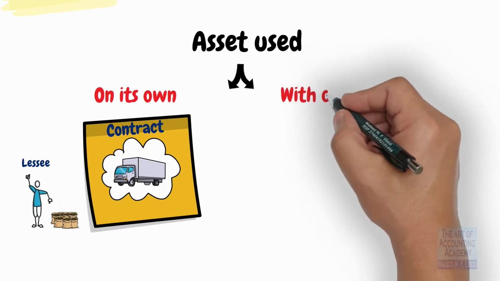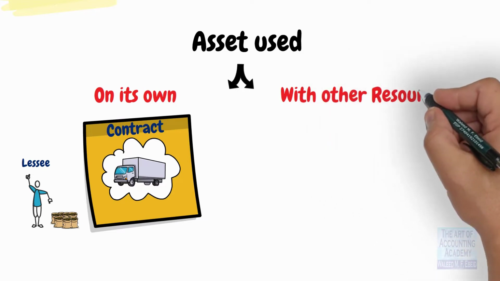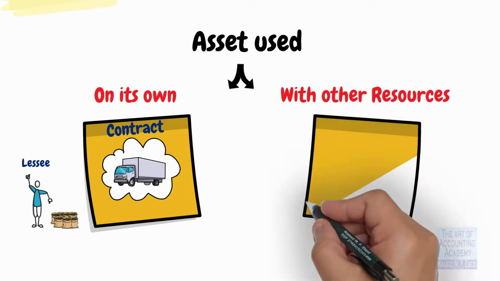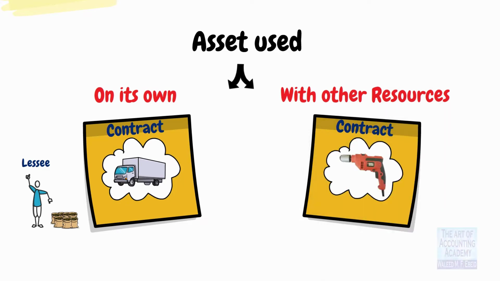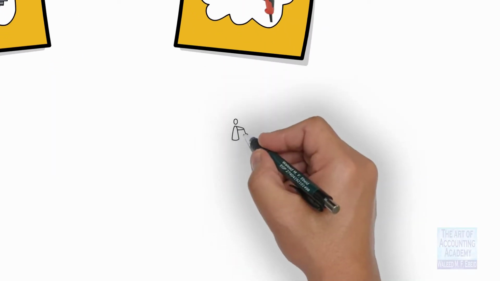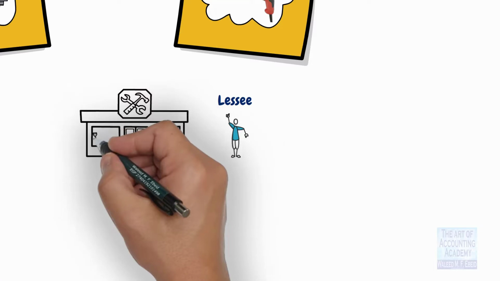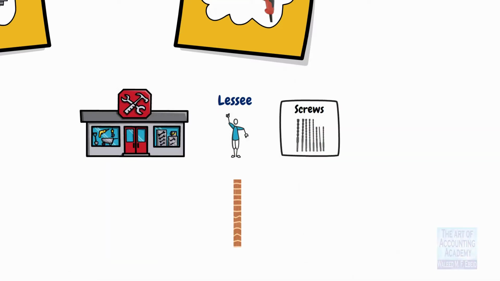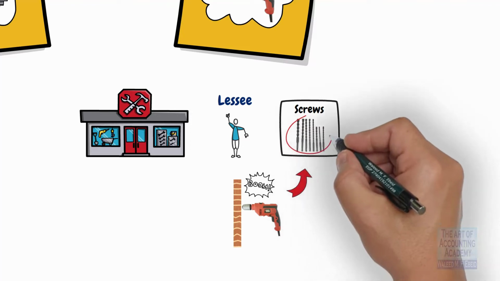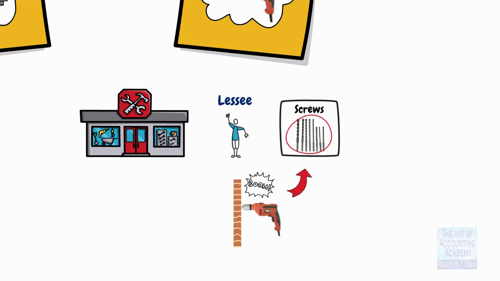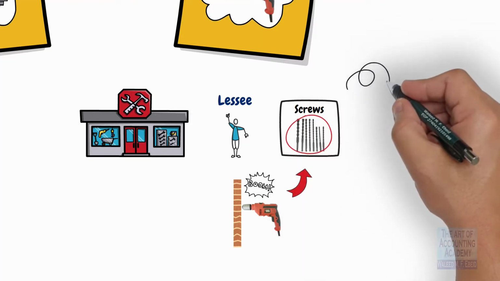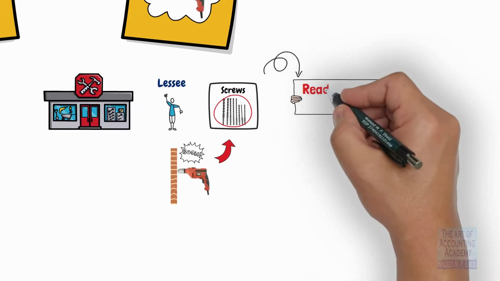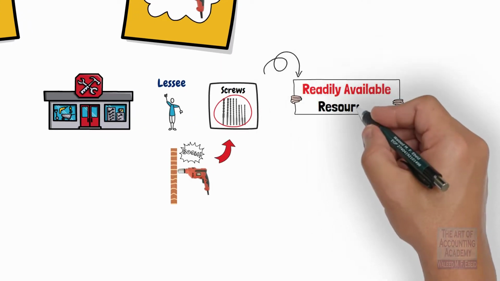Another example of an asset that is used in conjunction with other readily available resources is a lease agreement where the lessee leases an electric driller from a lessor. The lessee has already obtained the required screws for the driller from the market. Here, the lessee cannot use the electric driller on its own. It can be used only in conjunction with other resources, which are the screws required for the operation of the driller. But note here that these resources should be readily available to the lessee.